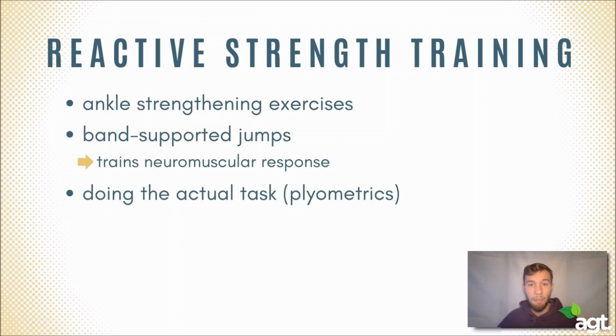At last, by doing the task we want to improve in itself, we get better at it. So if it's sprinting, go sprint. If it's jumping, go jump. And generally all kinds of plyometrics like multi-directional jumps, hops, or sprints are great exercises that can improve your reactive strength.